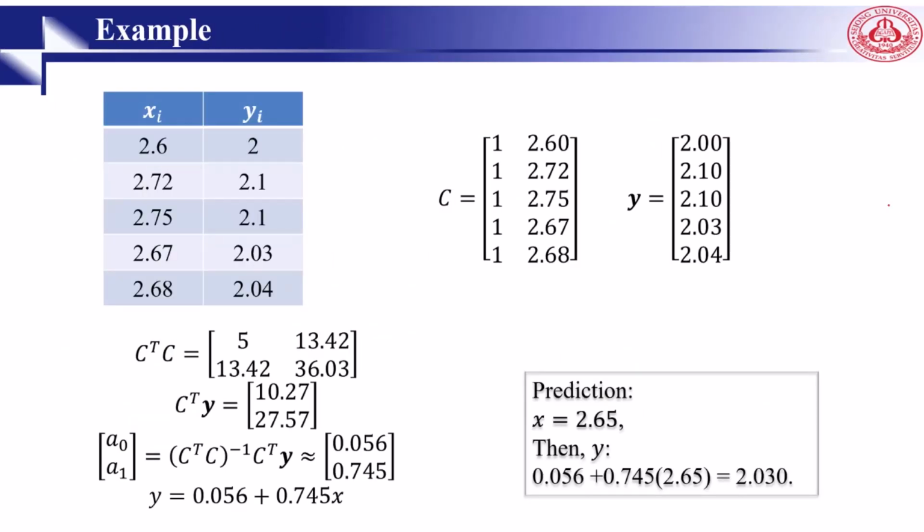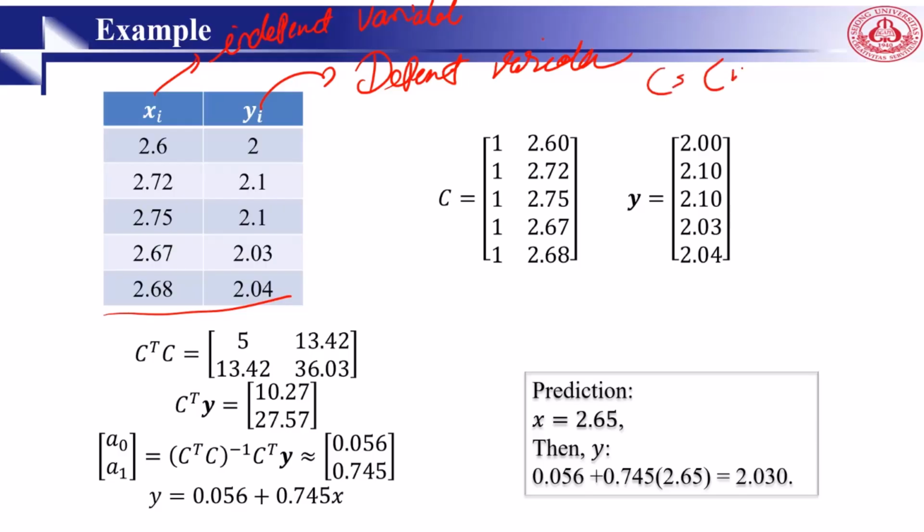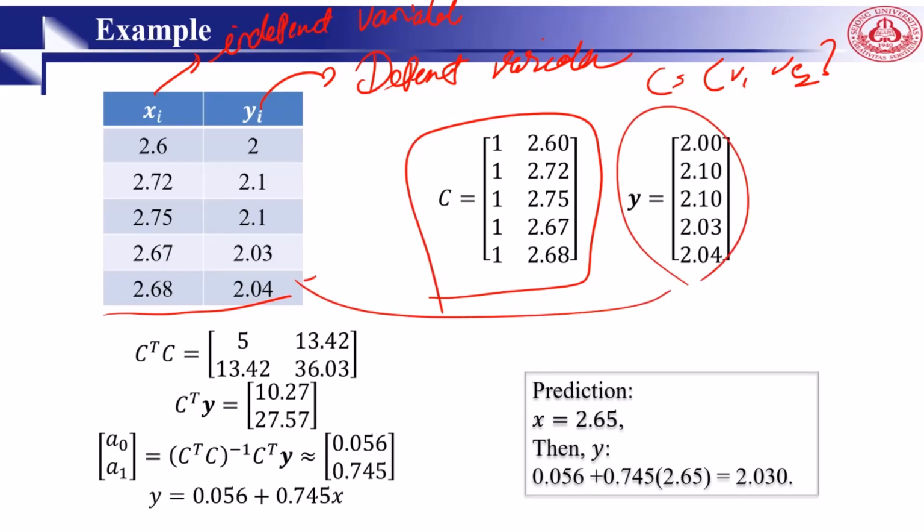So an example is here. We have some data, x and y, as you can see here. This can be any data, and x is our independent variable, and yi is the dependent variable. It means we want to estimate y based on x. We already know that C is equal to v1 and v2. We consider one as v1, and we can form our C as this one, and y comes from this data, right?